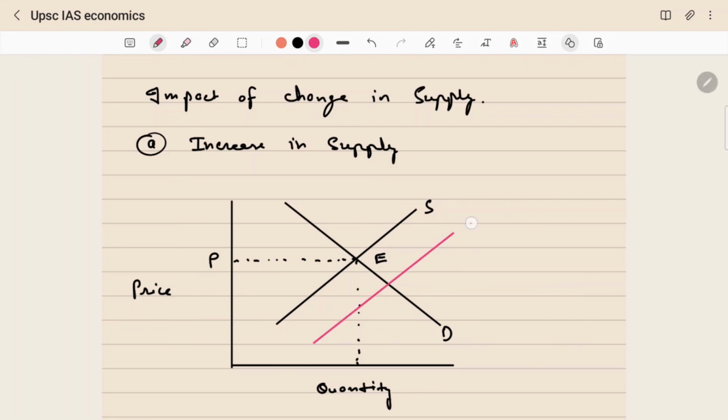So the new supply curve is S1. And what has happened to the price? The price has increased or decreased? The price, as we can say, has now decreased. This is the P1. So we can say that when the supply increases, the price tends to fall, the price tends to decrease.